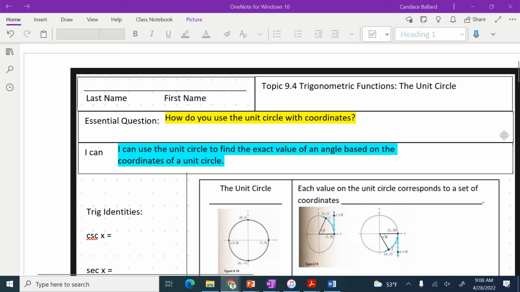Okay, so we're going to go ahead and reread the essential question, the I can statement to yourself. We're going to read them together. All right, let's see. Alyssa, can you read us the essential question, please? Perfect. And then Juliana, can you read us the I can statement, please?